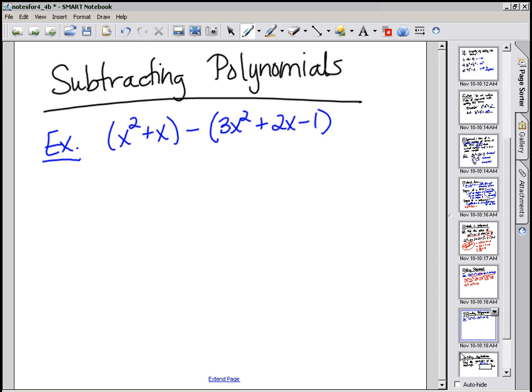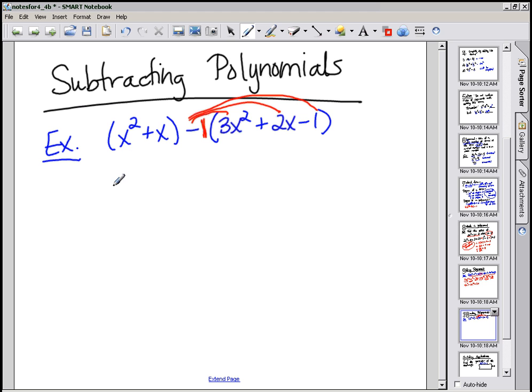Subtracting polynomials is very similar, except remember that subtraction, as we talked about before, is the same thing as adding the opposite. We even talked about the opposite of an expression earlier on. If I have a subtraction in front of the polynomial, I need to think of that as a negative 1. I'm going to distribute it to each of the terms that follow. Whenever I do that, it's going to change each of the signs, right? And that's what it means to find the opposite of something.